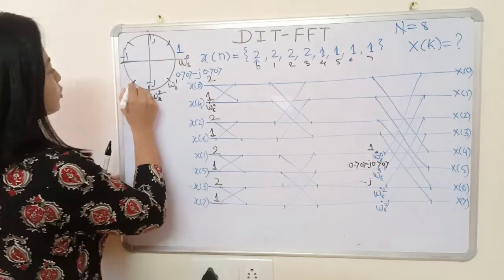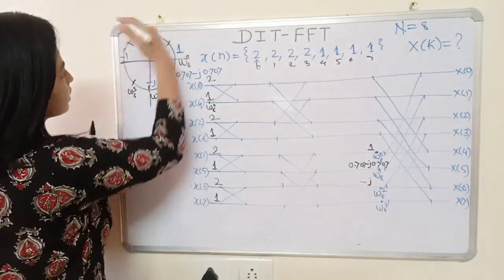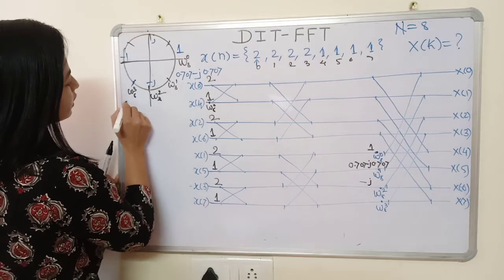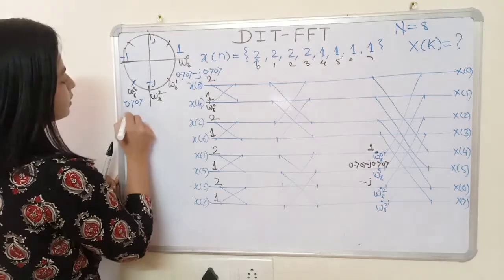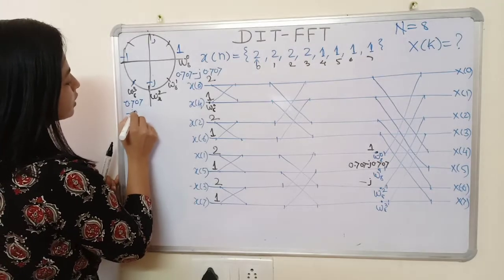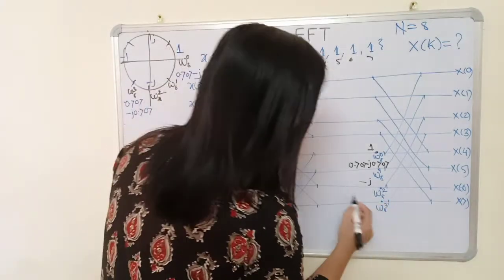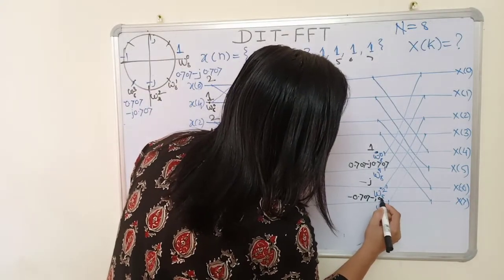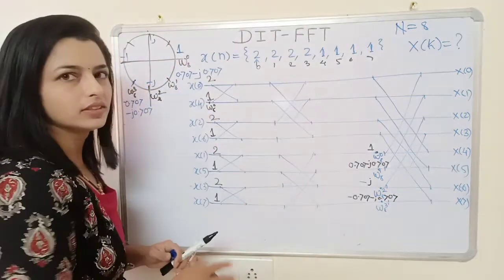Now this point is on the negative side of the real axis and the negative side of the imaginary axis. So both of them are negative: minus 0.707 minus J 0.707. I'll write it here: minus 0.707 minus J 0.707. Okay, so we have written these numbers.